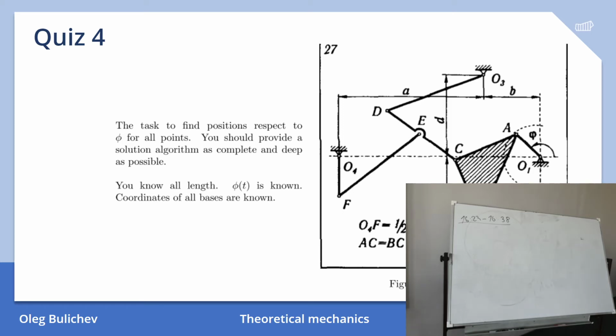So it's one Assur group actually. We can decouple it and solve this Assur group. Now the second Assur group is this one, and after this the final one. Okay, we know all these positions. Now the problem: how can we solve this one?